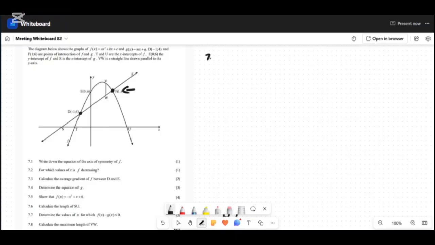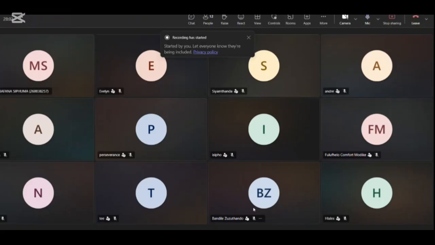All right, then there is 7.5, right? They said show that f of x is equal to negative x squared plus x plus 6. Now I just want to hear from you guys. Is there anyone who was able to show what they wanted? You can just raise up your hand. No one.